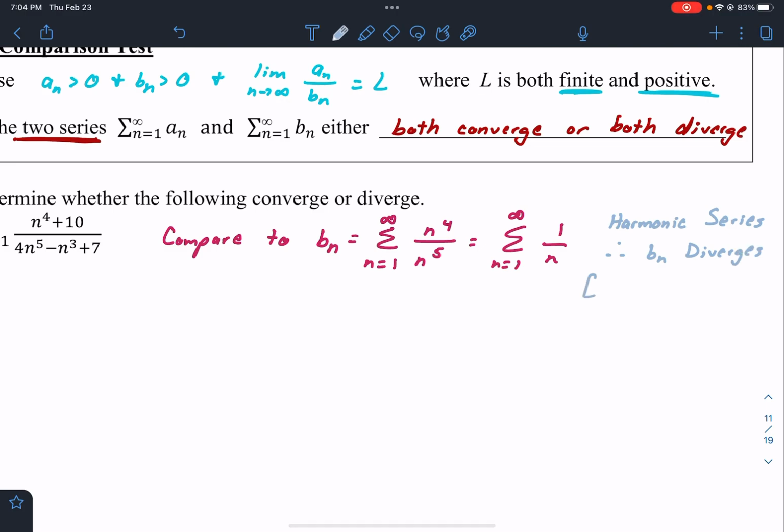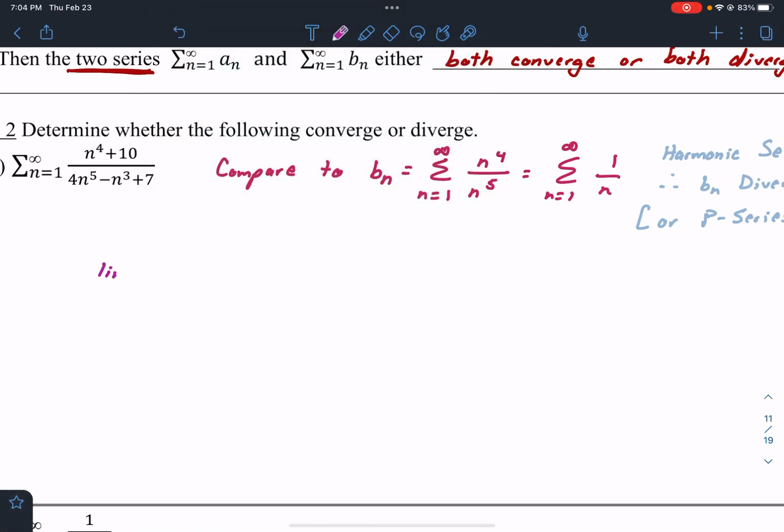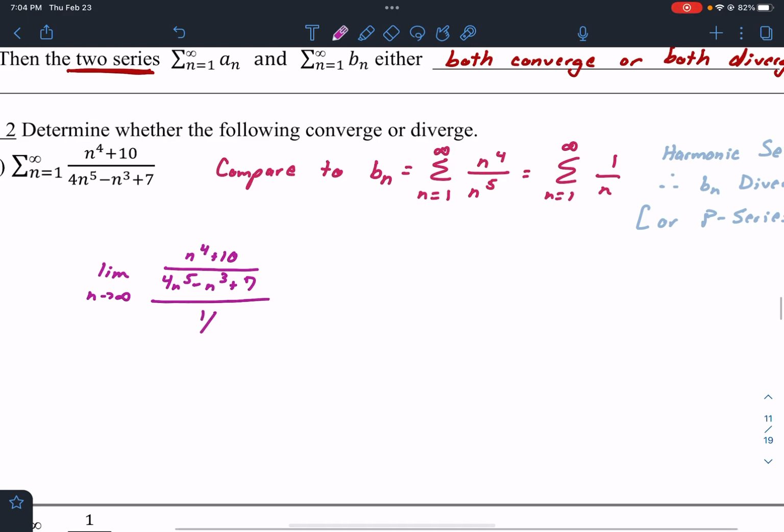Now, if you want to go through the p-series test, you could, but you would have to go through that justification. Because I know that the harmonic series diverges, I just have that in the back of my mind. Now I'm going to do my limit comparison part. I'm going to say, okay, the limit as n approaches infinity of A sub n, which is the original series, so n to the 4th plus 10 divided by 4n to the 5th minus n cubed plus 7, divided by B sub n, which is 1 over n.